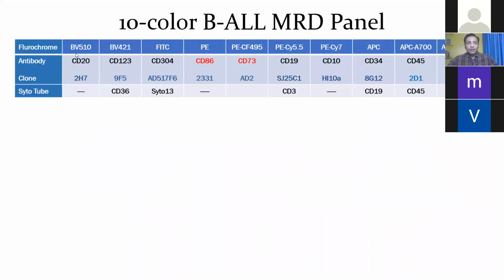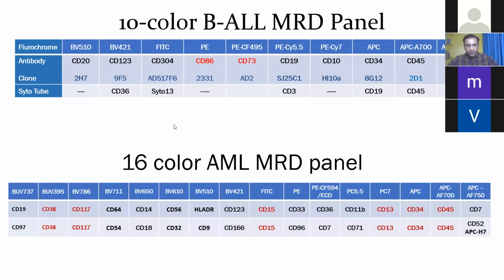So just an example, this is our BMRD 10-color panel where we have 10 antibodies. You can see that 10 different antibodies with 10 different fluorochromes. So like brilliant violet 510, brilliant violet 421, FITC, PE, APC. These are different fluorochromes. CD20, CD19, CD10, these are different proteins. So these are the antibodies which are bound to these fluorochromes. So for example, in this tube, we have 10 antibodies bound to the 10 different fluorochromes. This is our 16-color AML MRD panel, in which we put 16 antibodies with 16 different fluorochromes. So it allows 16 markers on a single cell, and it helps us to better identify and define a particular cell, whether this is normal or abnormal.